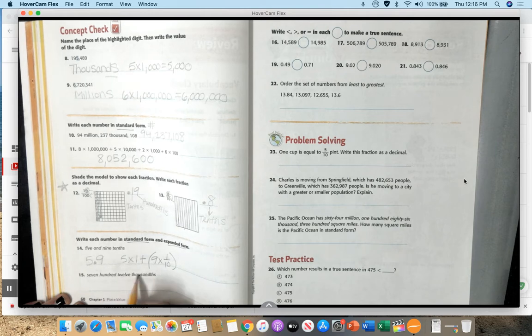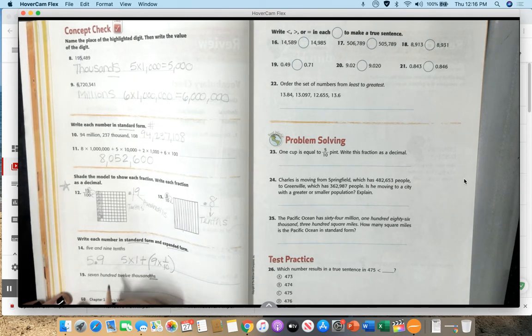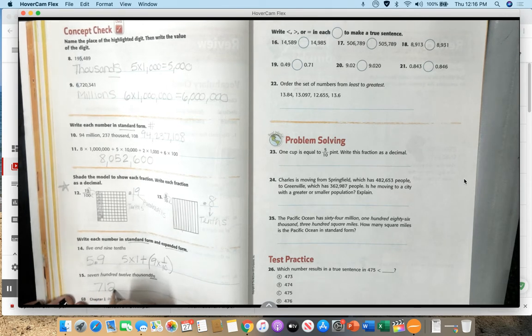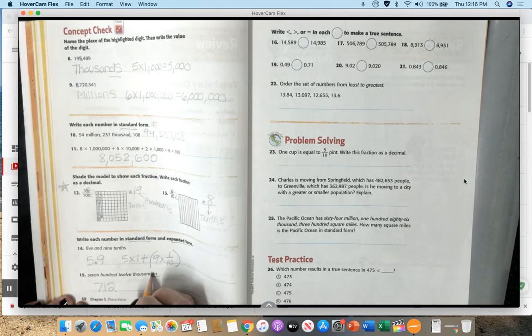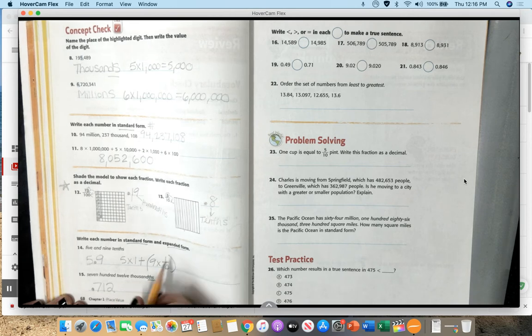712 thousandths. Careful with that spelling. Notice it's a decimal. So that would be 712 thousandths. Now, because it says THS, that means it's a decimal. This reads 712 thousandths. Now let's do expanded form.